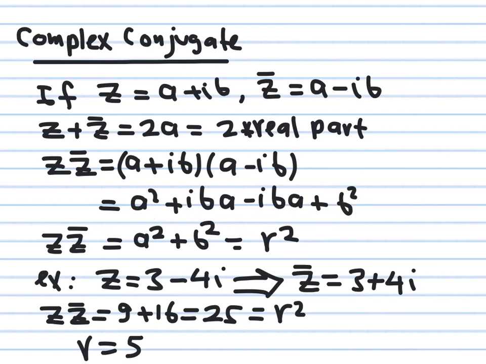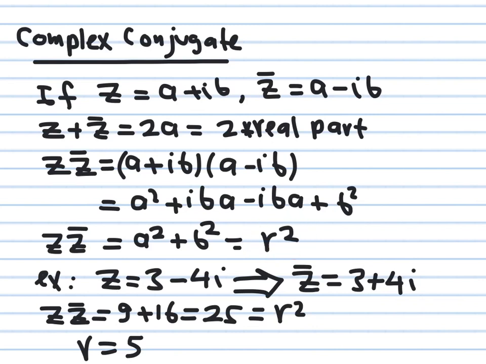So when you multiply a complex number by its conjugate, you get the real part squared and you get the imaginary part squared. But this is the modulus squared. So this is something we know very well. When you multiply a complex number by its conjugate, you get its modulus squared.